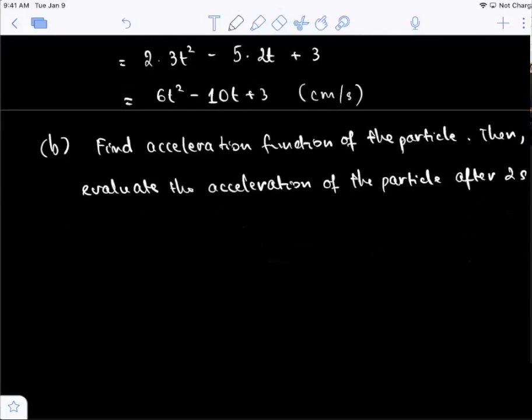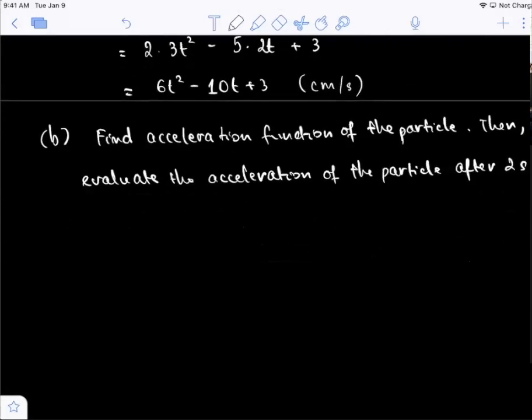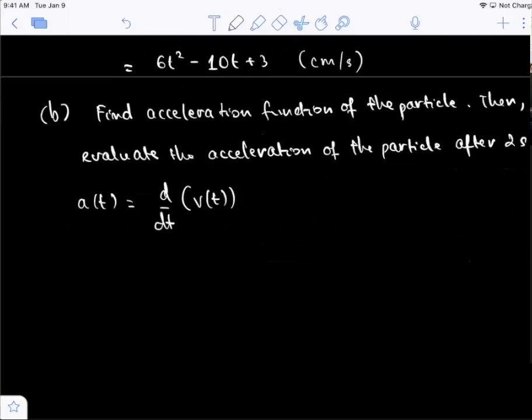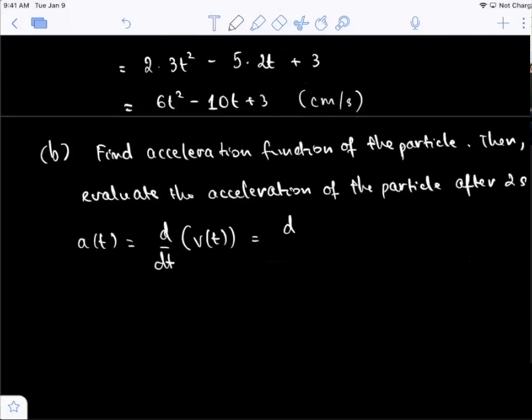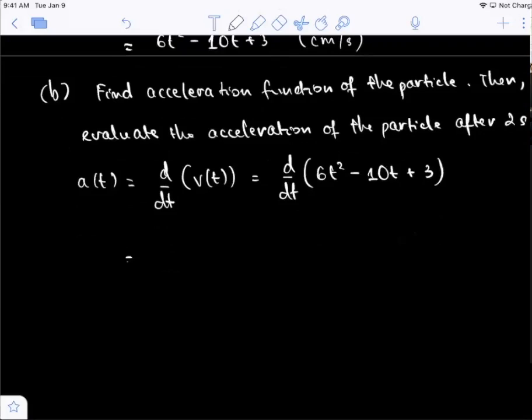So once again, acceleration is the derivative of the velocity function. The acceleration function is d dt of v of t. So this gives me d dt of 6t squared minus 10t plus 3. Or I can write d dt of 6t squared minus d dt of 10t plus d dt of 3.